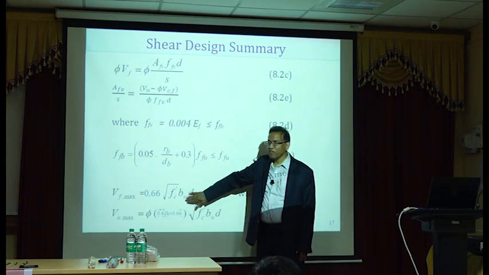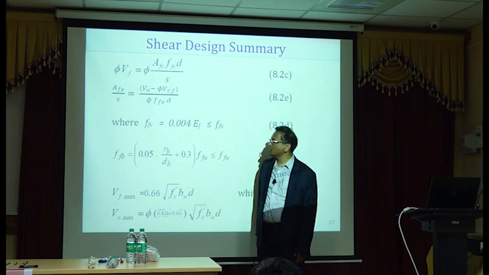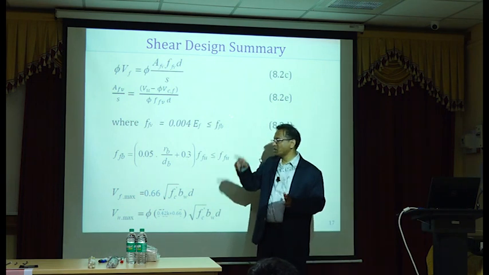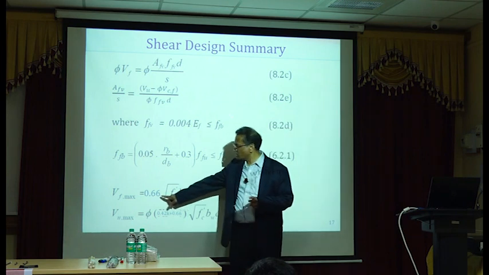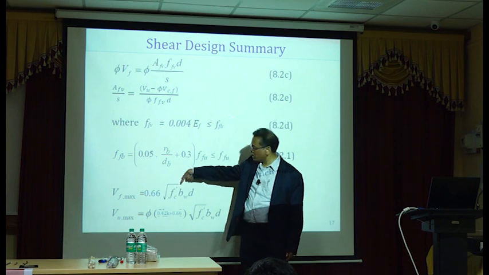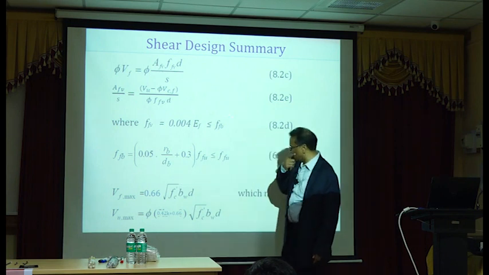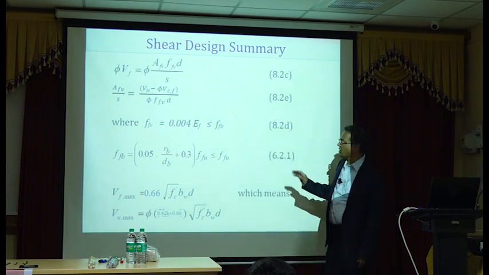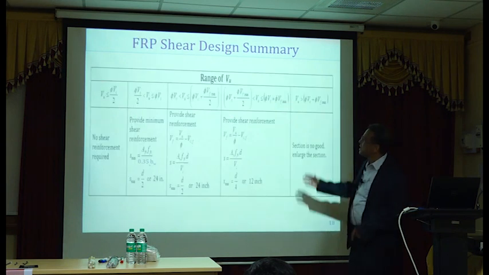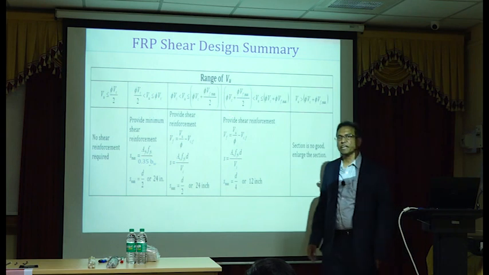We have VF max, the absolute maximum shear force you can apply to your section, regardless of how much shear reinforcement you have. This is what it is, 0.66 square root of F prime C, F prime C in MPa units, BW times D. Okay, so based on this, you can make a table very similar to what we had for steel reinforced concrete.